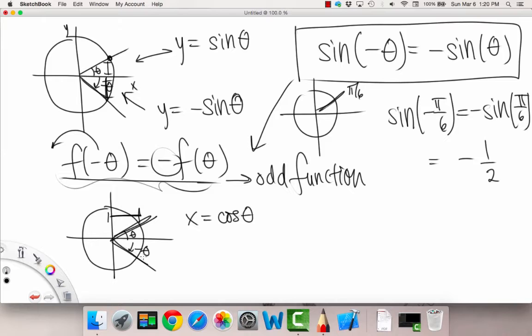Okay, so then our x value is actually the same, right? X is still equal to cosine of negative theta. All right, so that means that we have something like this. Cosine of negative theta, even if you rotate in the opposite direction, it's still going to be the same x value as if you rotate in the positive direction.